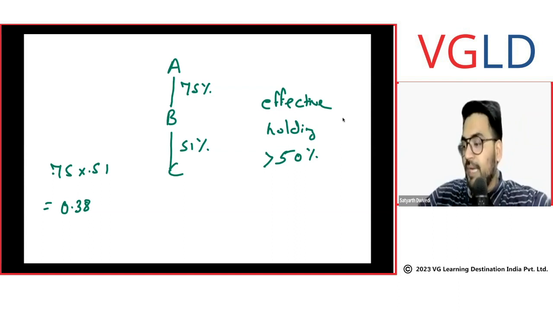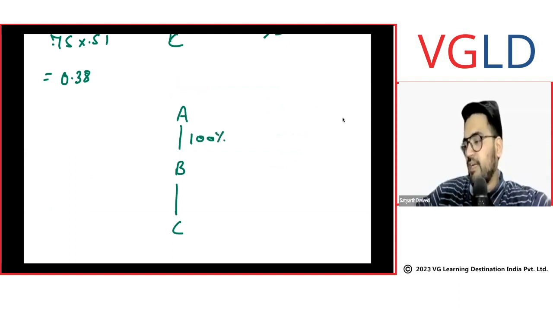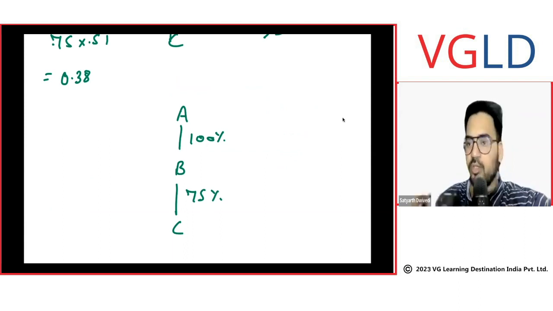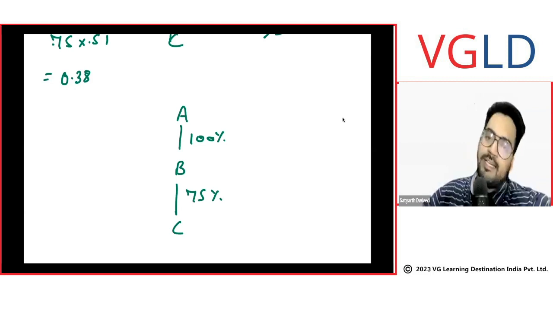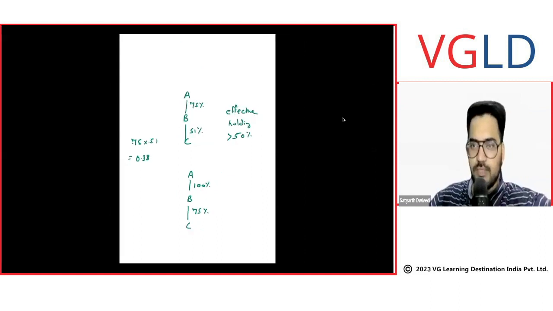But if I now say, another example, A, B, C. A holds 100% of B and B holds 75% of C. Now tell me, does C form part of the group or not? Yes, sir. Because if you see this, the indirect holding is 75%. Right. So this is the effective holding part.